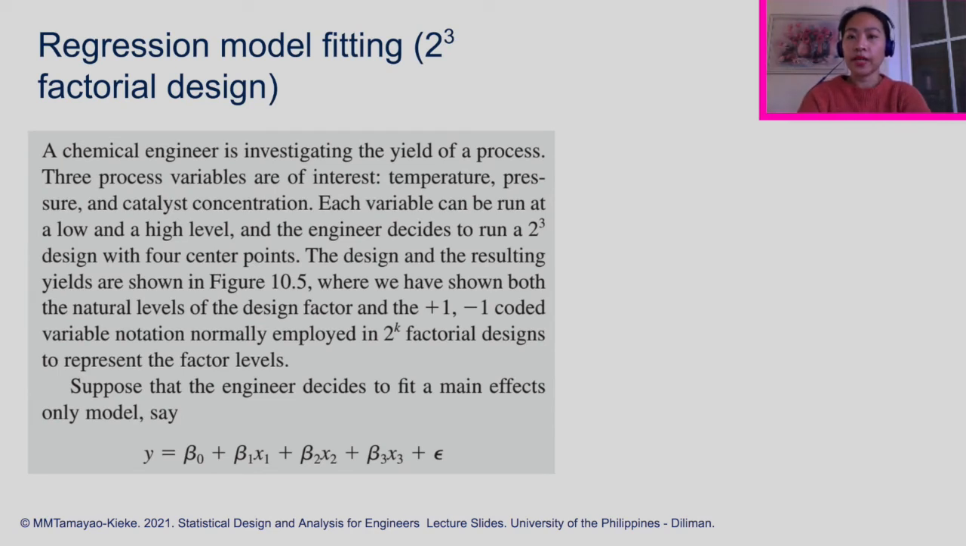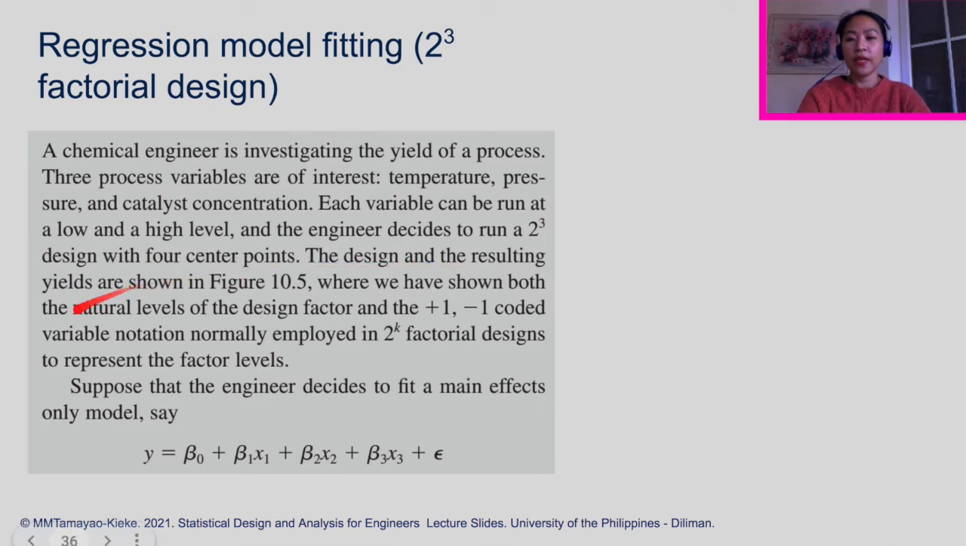Okay, so let's look at another example. This time we're going to fit the model to a 2 to the 3 factorial design experiment. This is again from Montgomery. A chemical engineer is investigating the yield of a process. Three process variables are of interest: temperature, pressure, and catalyst concentration. Each variable can be run at a low and a high level, and the engineer decides to run a 2 to the 3 design with 4 center points.